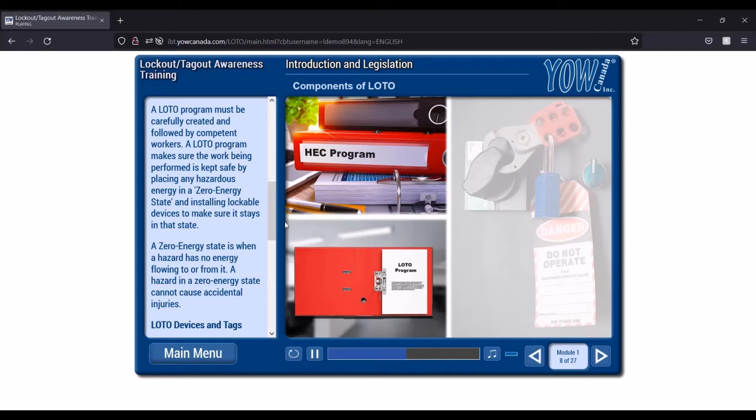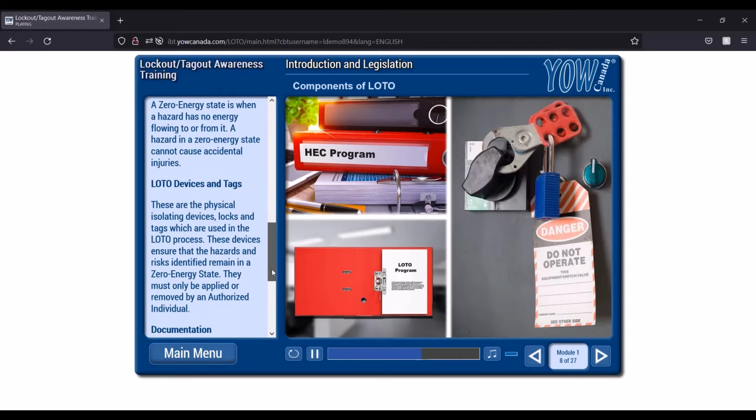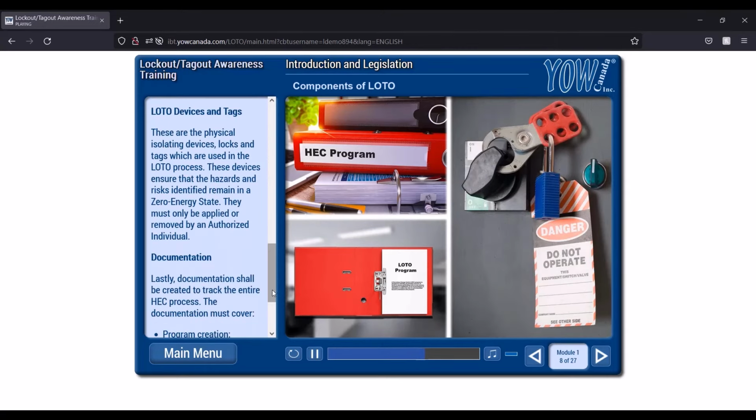A zero-energy state is when a hazard has no energy flowing to or from it. A hazard in a zero-energy state cannot cause accidental injuries. LOTO devices and tags. These are the physical isolating devices, locks, and tags which are used in the LOTO process. These devices ensure that the hazards and risks identified remain in a zero-energy state. They must only be applied or removed by an authorized individual.